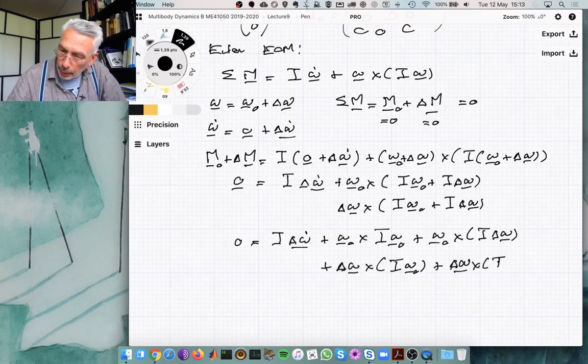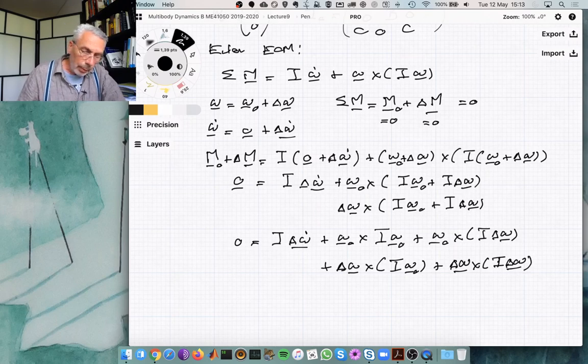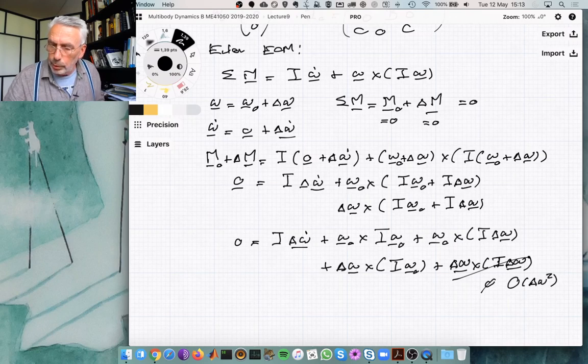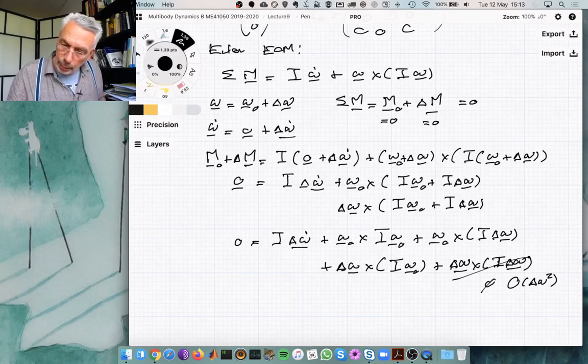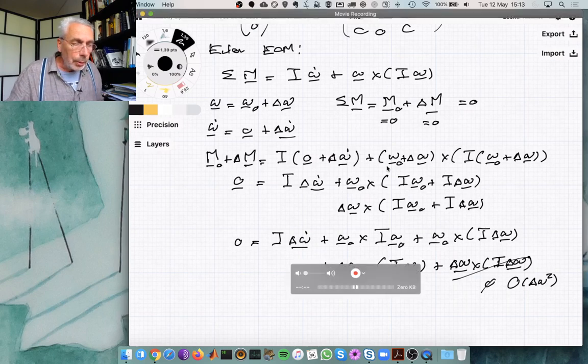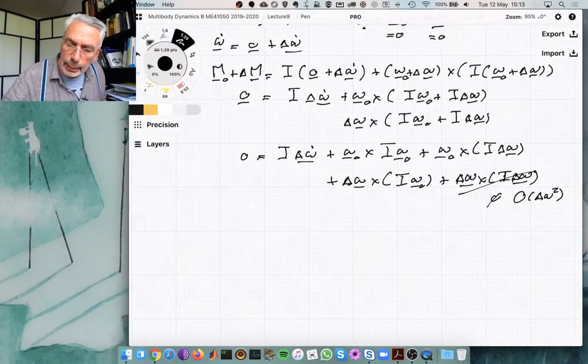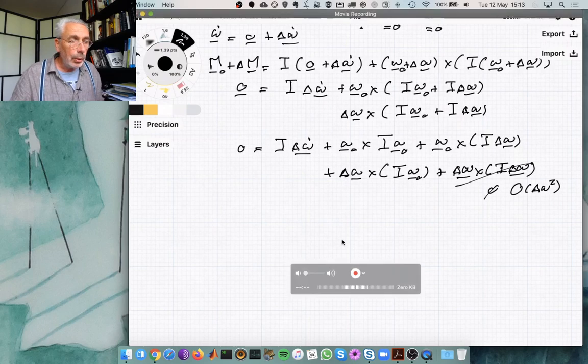plus delta omega cross I delta omega. Now already we can throw away a number of things. This is 0 because we only look at first order; this is order delta omega squared, so we neglect that. We do a first order approximation. We do a linearized stability analysis. Now here we see all delta, so there's a delta omega here, and a delta omega here. Here we still have omega cross I omega.